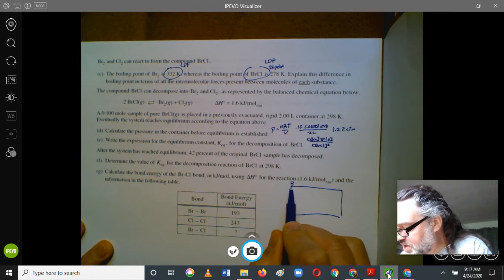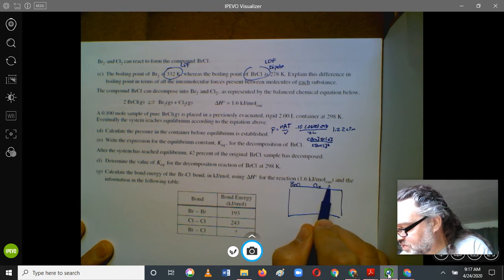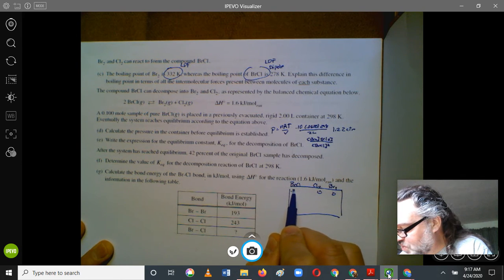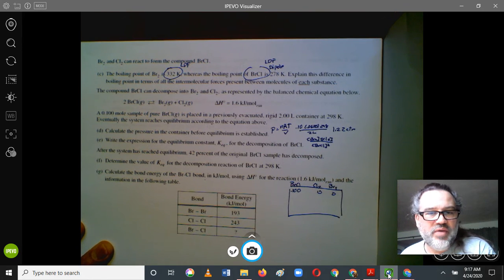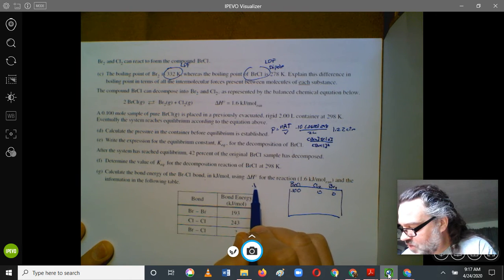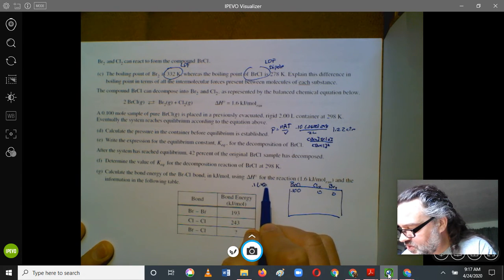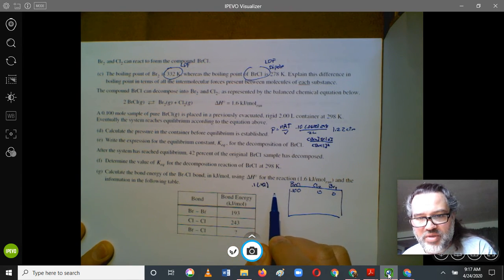And I'm gonna have the BrCl, and I'm gonna have the Cl2 and the Br2. These are at 0 initially, and this is 0.100 moles. We're told that 42% of the original sample is decomposed. So if I take 0.1 times 0.42, I'll find out how much is decomposed.